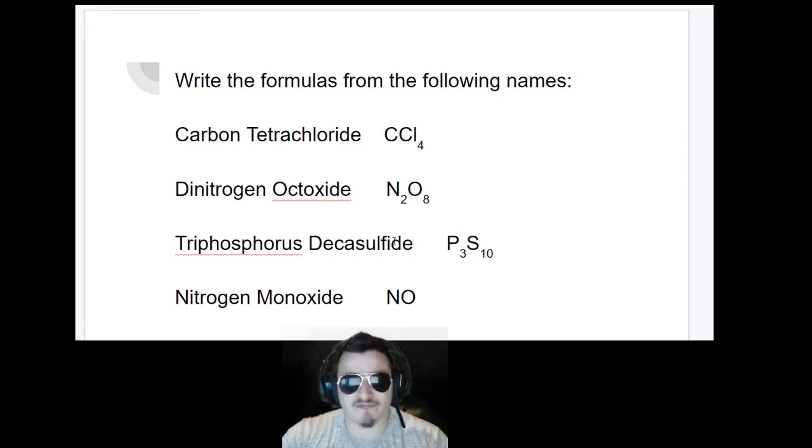Triphosphorus decasulfide. So this is a real big, thick molecule here. Triphosphorus, three phosphoruses, and deca is the prefix for 10. So 10 sulfurs. No surprises there. And then nitrogen monoxide, the chemical formula for NO. The chemical formula for yes, it's just not here. It's a shame. So, nitrogen monoxide, here we are.